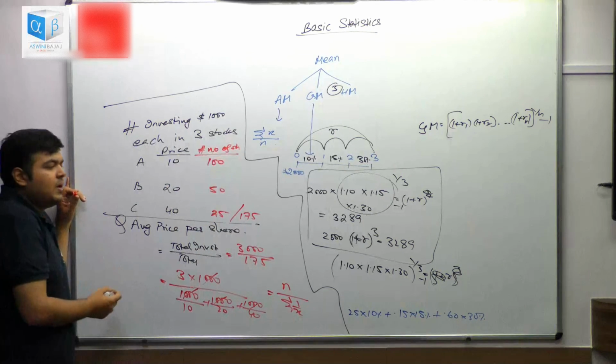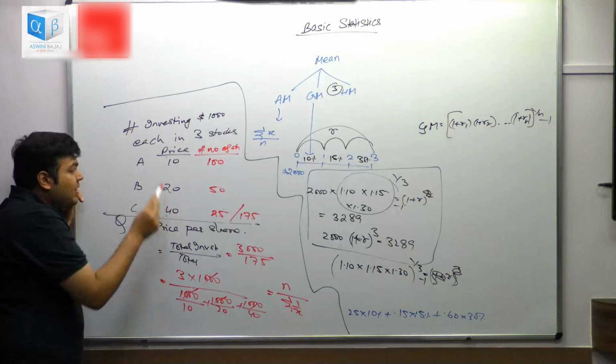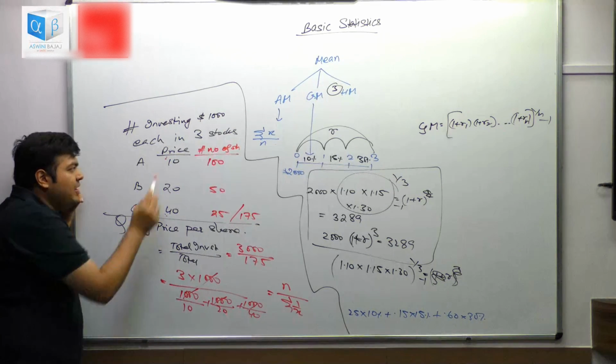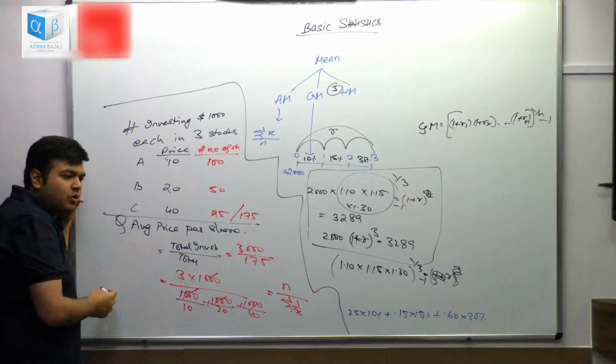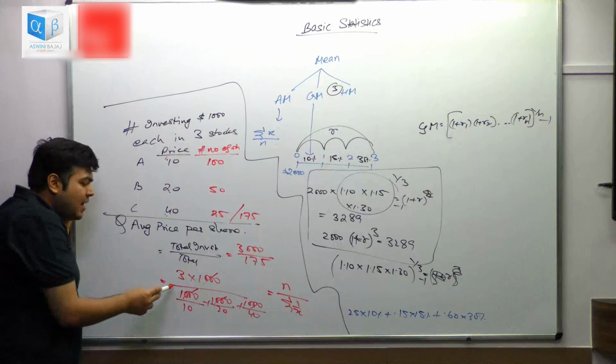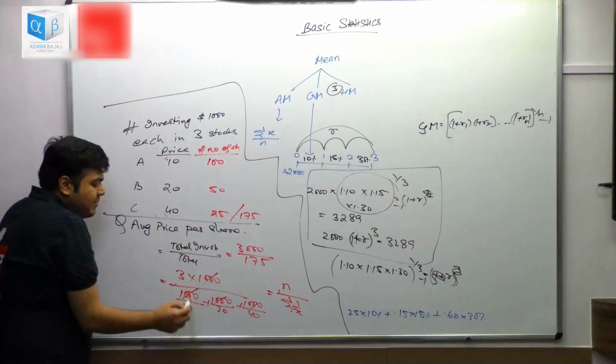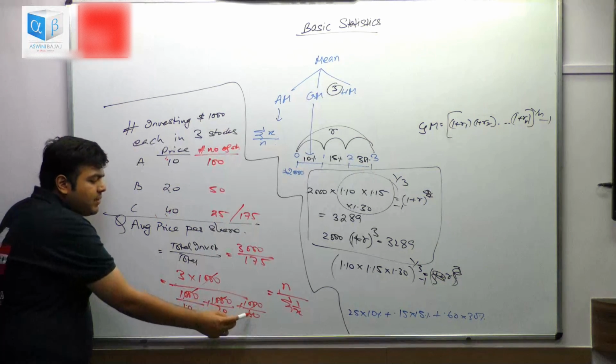Think. Price का average लेना था ना? But it is not AM. You can't just average it up and divide by 3. It is not geometric mean. 10 into 20 into 40 का cube root. Can't do that. It is harmonic mean. Total number of observations कितना? 3 divided by 1 by 10 plus 1 by 20 plus 1 by 40.